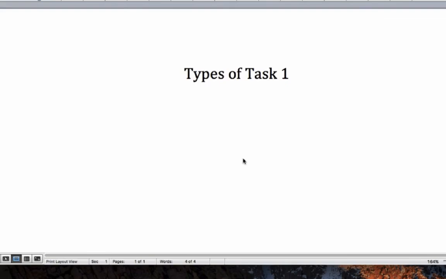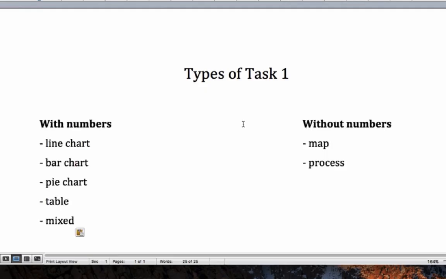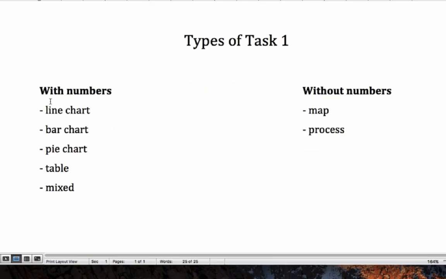Okay, so let's look at some lovely task ones. Now, the first thing I'm quickly going to talk about, most of you probably know this, bear with me, is the various types of task one. We can divide the task ones into two groups. There are task ones where we use numbers and where we don't use numbers, with numbers and without numbers.